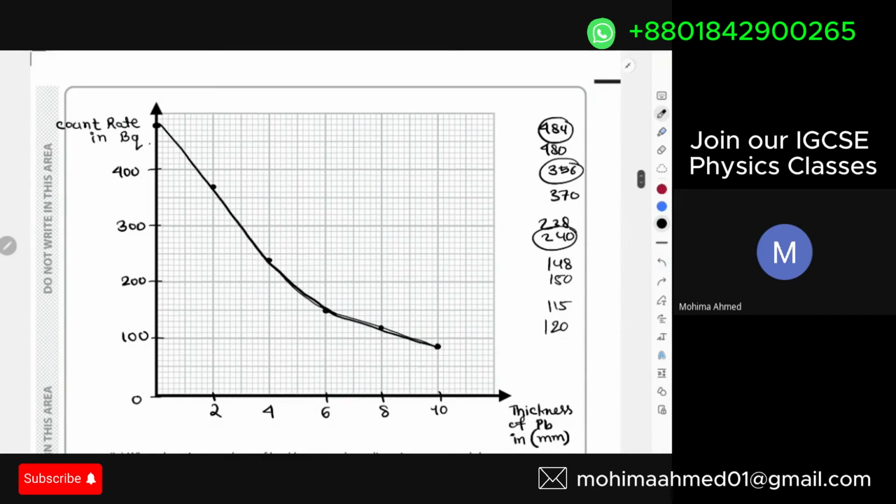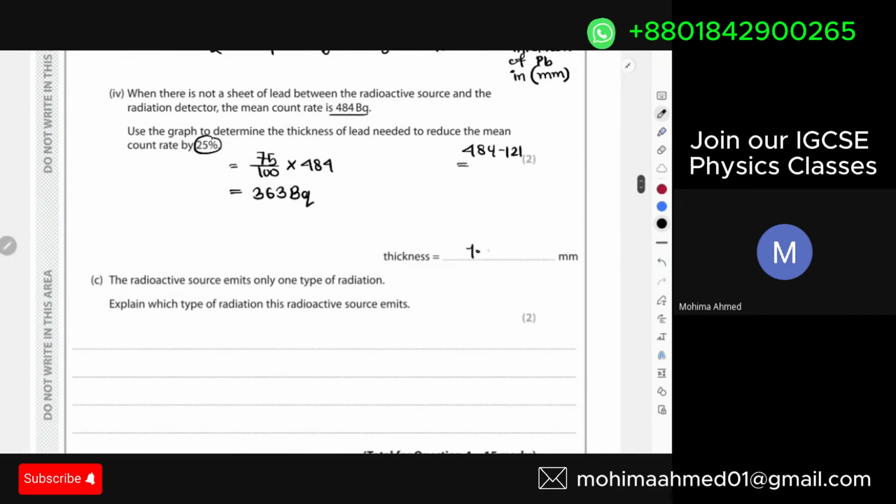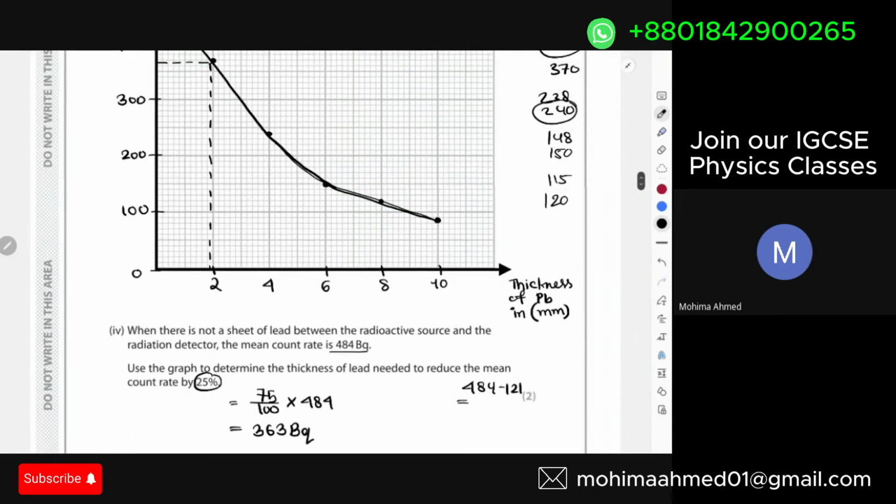Now if you start taking the reading for 363, 363 is over here, and this is very close to 2, right? But it is not exactly at 2, as you can see. This is in between the 1.8 and 2. That means this is your 1.9. So you can accept the value for time over here as 1.9 that you took from the graph reading.